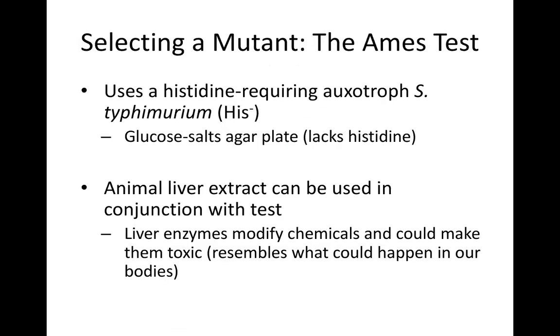Okay. So that was how you select mutants, right? Direct and indirect selection. Now, how on a prokaryotic level do you identify a mutagen? One of the main ways that you do this is something called the Ames test. Commonly for this test, we use a histidine requiring auxotroph.